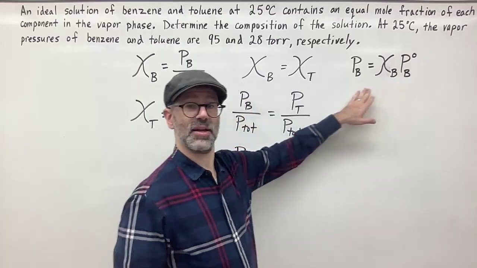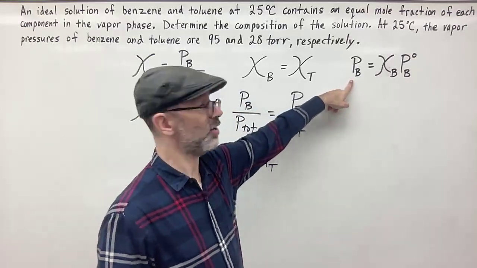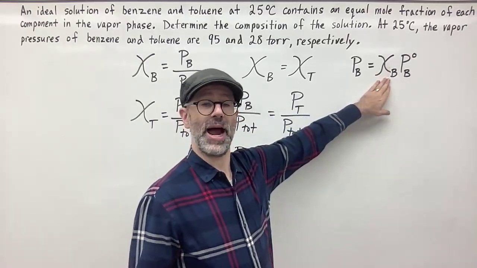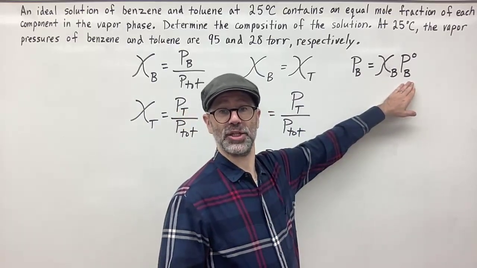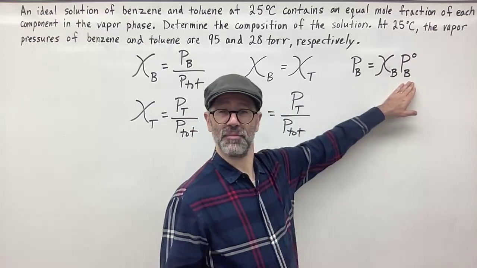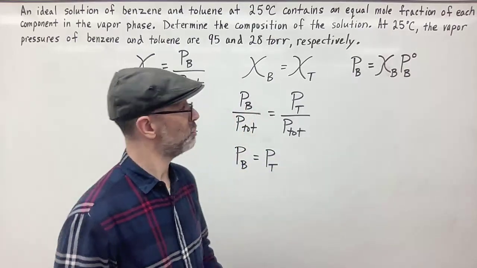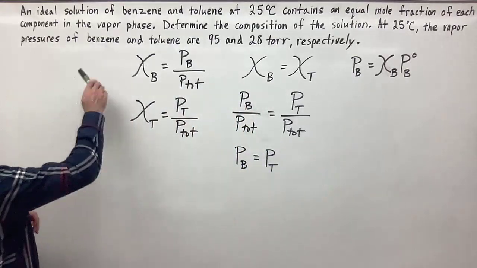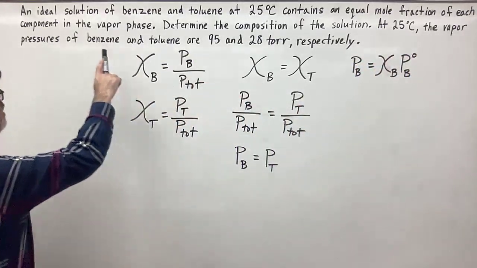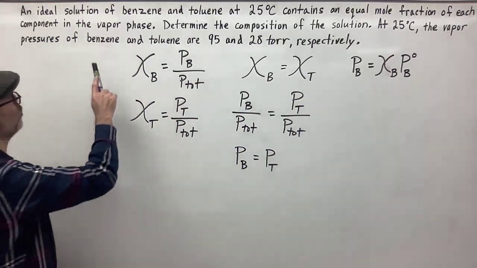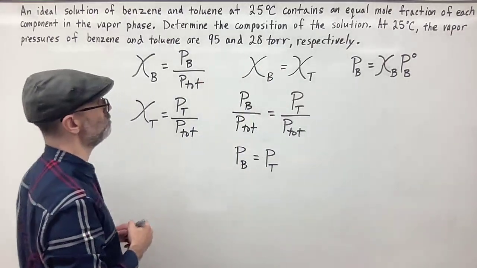So this is Raoult's law. The partial pressure or vapor pressure of benzene is equal to the mole fraction of benzene in solution multiplied by the vapor pressure of the pure substance, in this case pure benzene, at the same temperature. Well, they give us that here. They give us the vapor pressures at 25 degrees of pure benzene and toluene, 95 and 28 torr respectively.